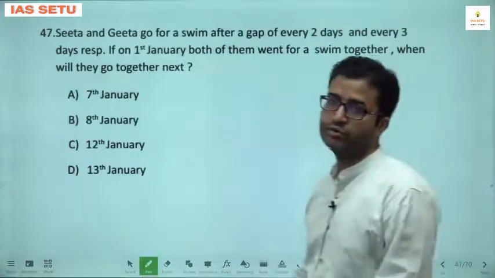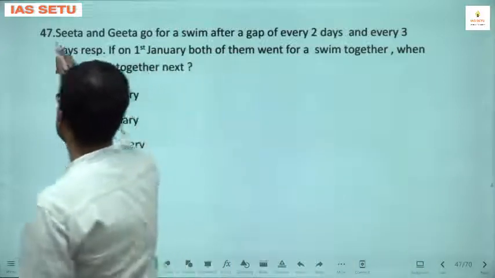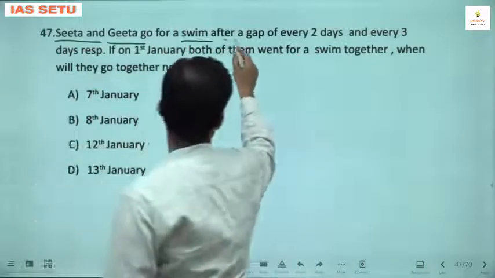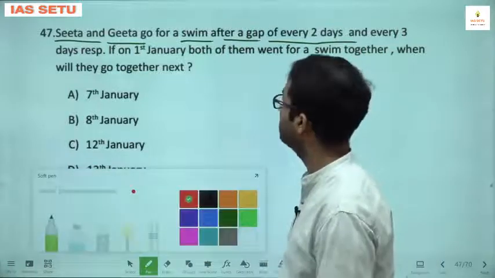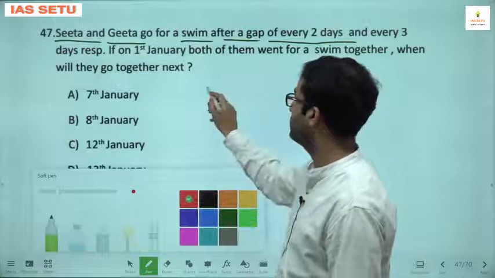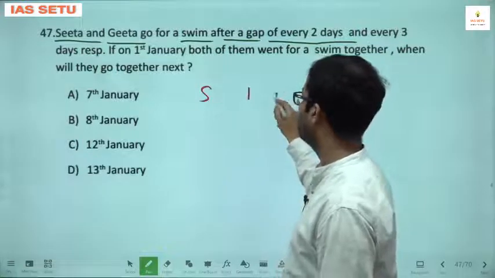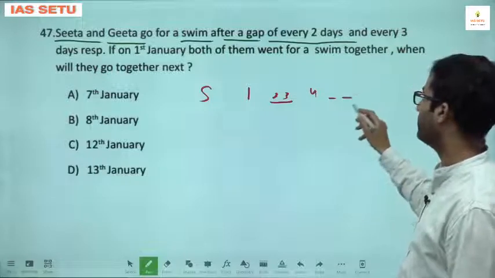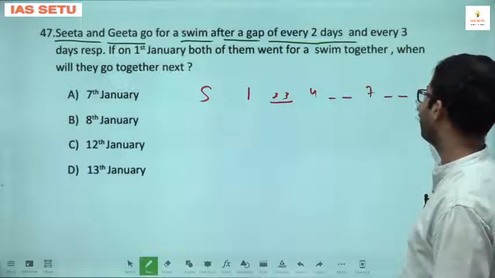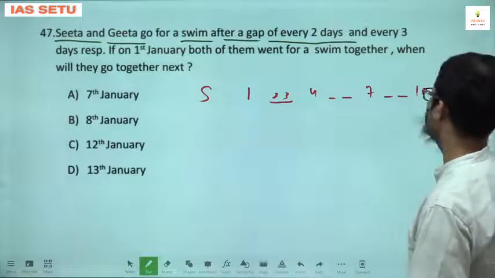I take 4 more questions in this. Sita and Geeta go for a swim after a gap of every 2 days and 3 days respectively. So Sita goes on the first day, then a gap of 2 and 3, 4th day, then a gap of 5 and 6, 7th day, a gap of 8 and 9, 10th day, a gap of 11 and 12, 13th day.